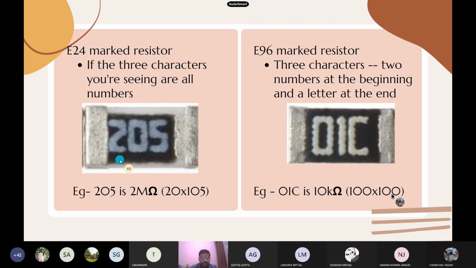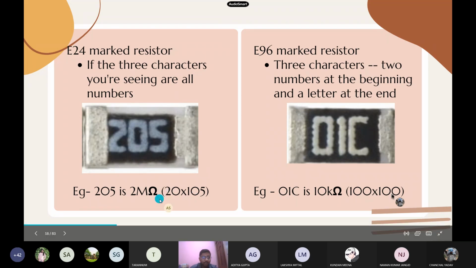Here you will see three numbers written on the resistor. The first two represent the significant digits and the third represents the multiplier. As you can see here, 20 is the significant figure and 5 is the multiplier. So the value of the resistance is 20 times 10 raised to power 5, which is 2 mega ohm.